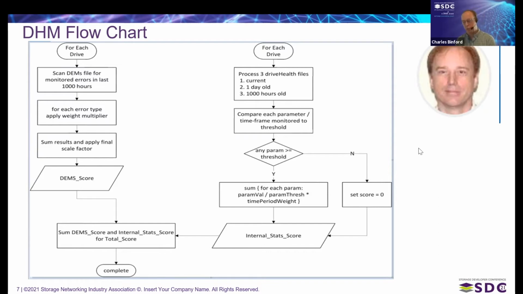So if, for example, the lifetime recovered error is half of what the threshold is, it would be 0.5 times the weight we assign to that value. Whereas if the recovered error for the last 1,000 hours is 2 times the threshold, it would get twice that weighted value. So we sum all that up, and that's the internal stat score, and then we add those together, and that gets the total score.